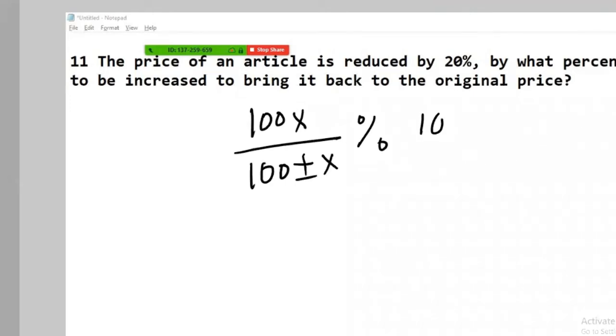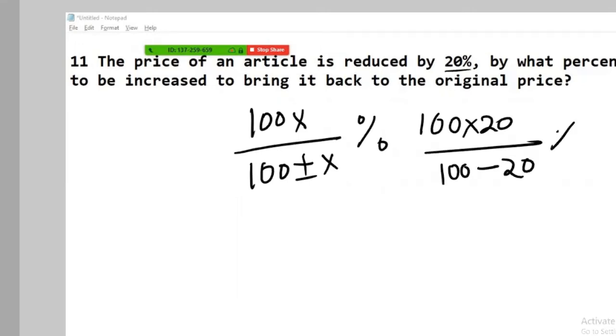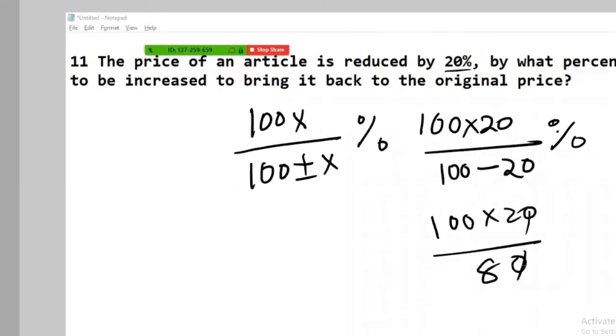So look here, 100 x. What is x? Increase or decrease? The value is reduced by 20. So 100 into 20 by 100 minus 20, that is 100 into 20 by 80. Zeros cancel, 2 ones are 2, 4 fours are 20... so 4 ones are 4, 25s are 25. So the answer for this question is 25%.